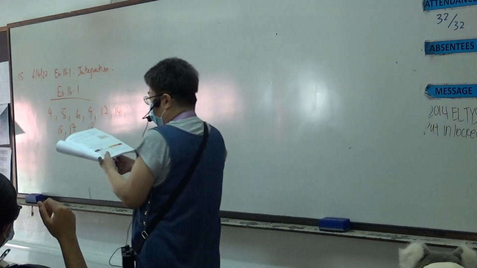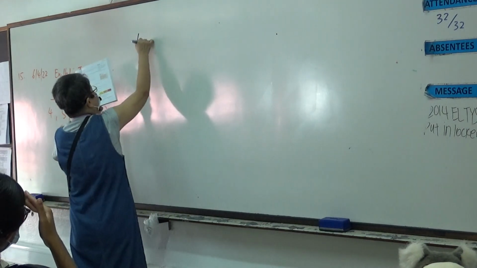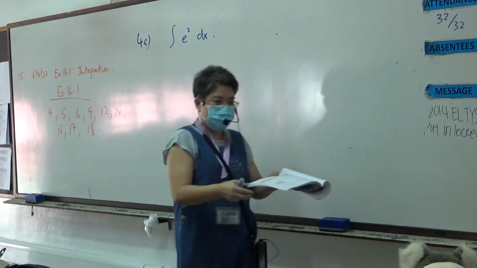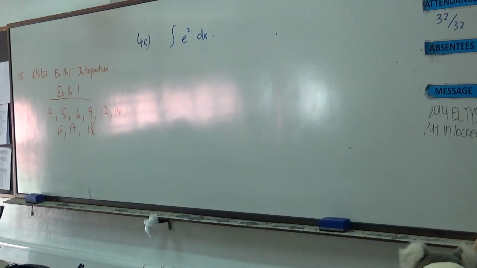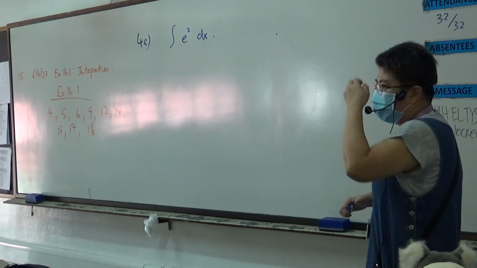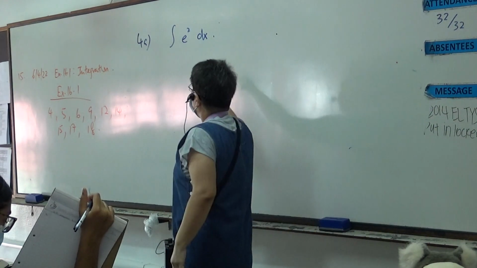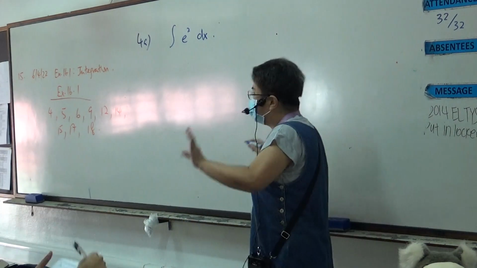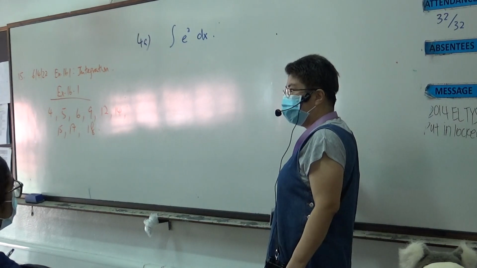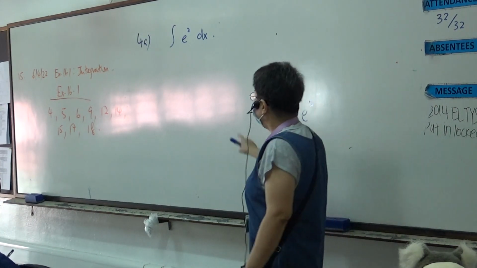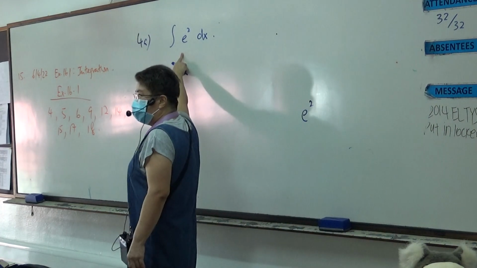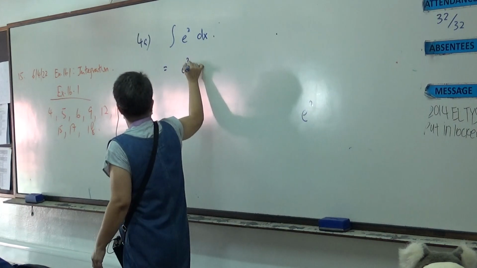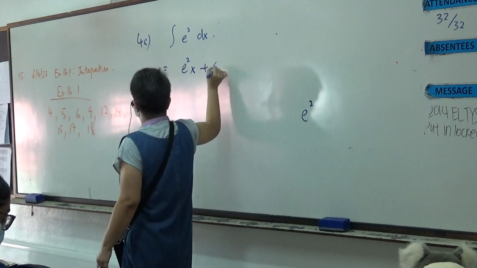Integrate the following with respect to x. 4a. That means you integrate e squared with respect to x. All of you write this down. Now, you are integrating with respect to what? x. Everybody listen to me first. Don't do anything. Do you agree e is a number? e squared is still a number, right? It's a constant, yes. So what should the answer be? The constant times x, then plus c.